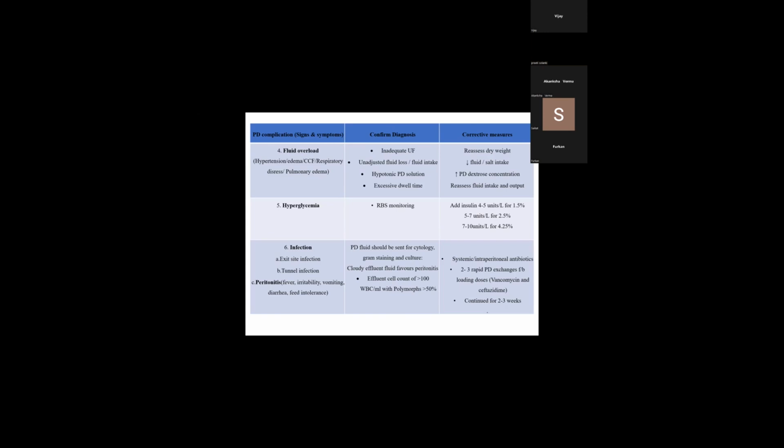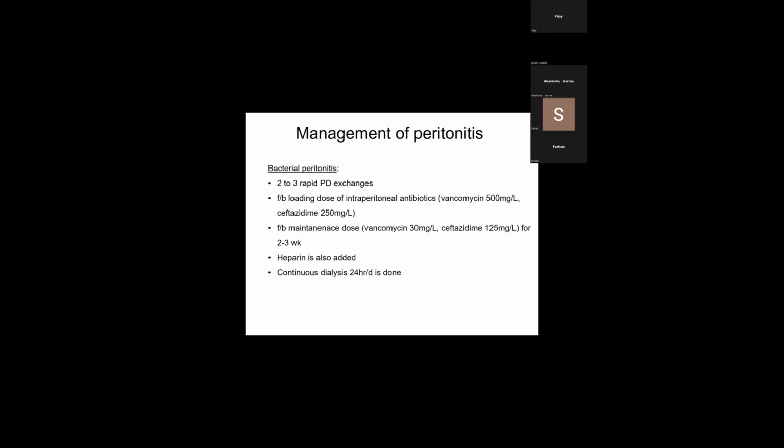First, we have to do 2 to 3 rapid PD exchanges, followed by loading doses of vancomycin and ceftazidime. The vancomycin loading dose is 500 mg per liter, ceftazidime 250 mg per liter, followed by a maintenance dose of vancomycin 30 mg per liter and ceftazidime 125 mg per liter. Heparin is also added because peritonitis leads to increased fibrin deposition, and continuous dialysis 24 hours per day is done.